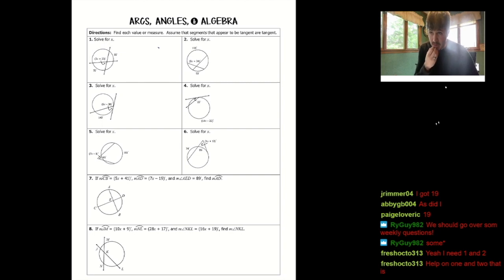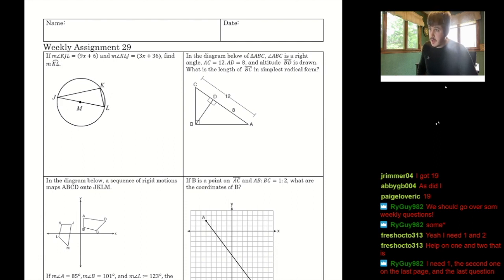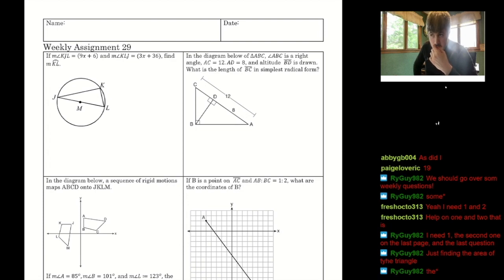Help with weekly question 1 and 2. Is that what I'm hearing? But we are done. If you want to stick around and watch these weeklies, that's fine by me. We need help with number 1. I'll take a look at 1.